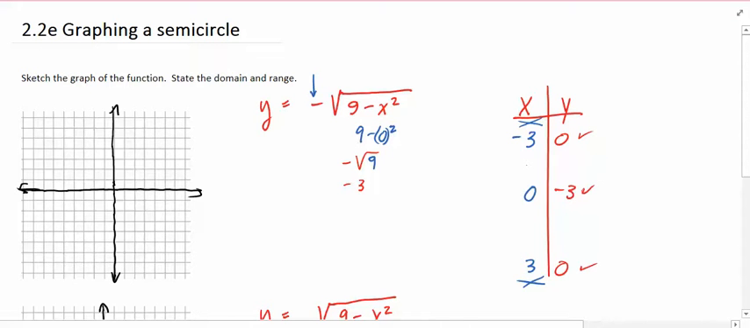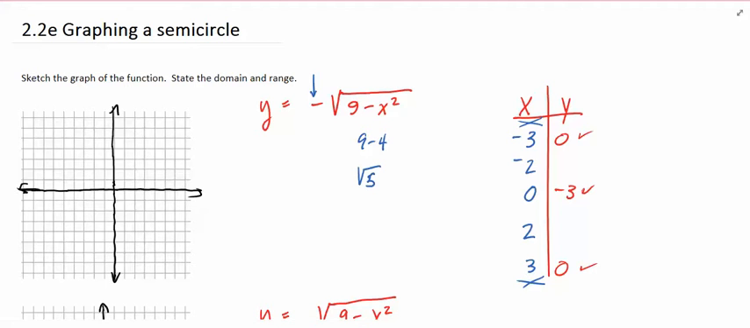Now, the other choices that I have are really going to give me decimal answers, and so I could go ahead and pick, let's say, a negative 2 and a positive 2 and see what we're going to get. If I put in a negative 2, that's going to give me a 4. 9 minus 4 is going to be the square root of 5. And that's something close to, what, 2.2-ish. But we remember that there's a negative in front, right? So that's going to be negative 2.2-ish.